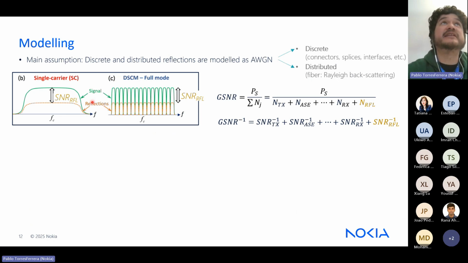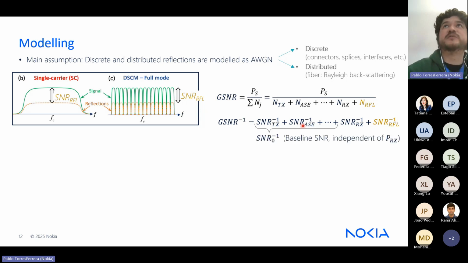So this is the picture here. When we have reflection in single carrier or in digital subcarrier, and this is part of the modeling assumptions that I introduced in the first part of the presentation, these reflections inside the bandwidth can be considered as additive white Gaussian noise. Even if they are shaped, we consider that it is flat enough to be considered AWGN, and then we apply the same theoretical modeling that we introduced before.